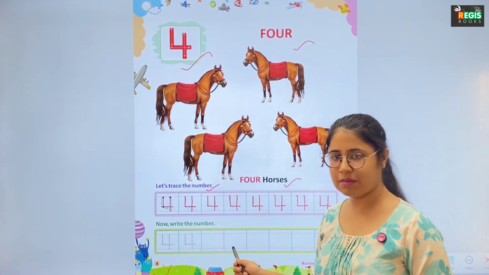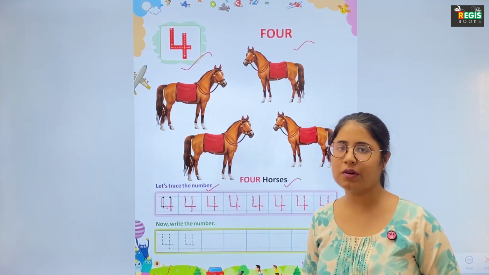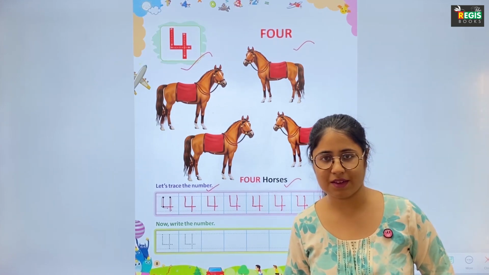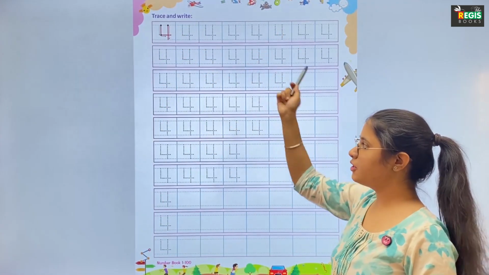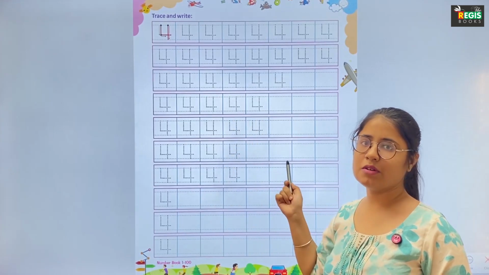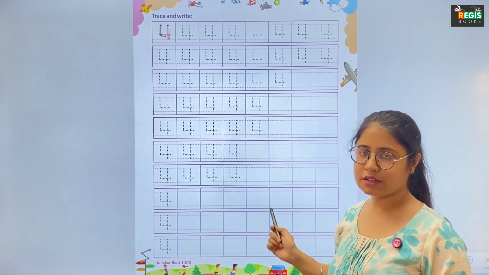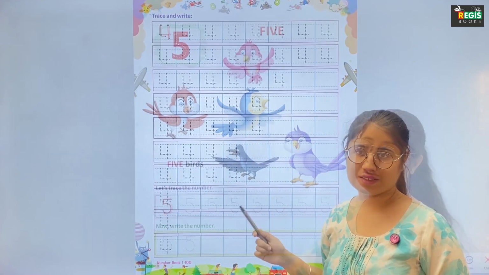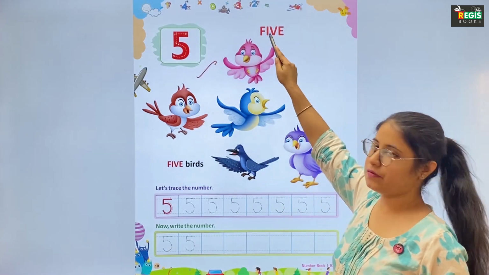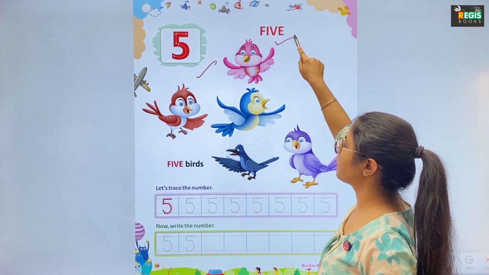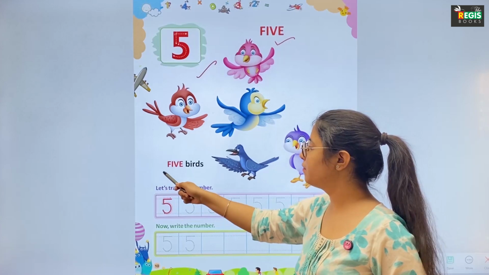Now write the number. So kids, here you will practice by writing the number. Trace and write. So kids, trace these number 4 and write in the boxes to practice it. 5. FIVE, 5. These are 5 birds.